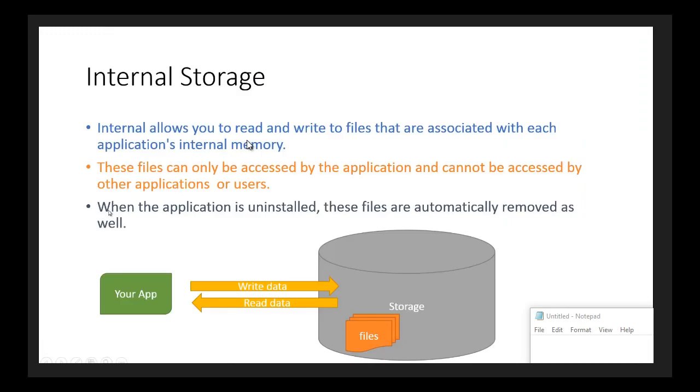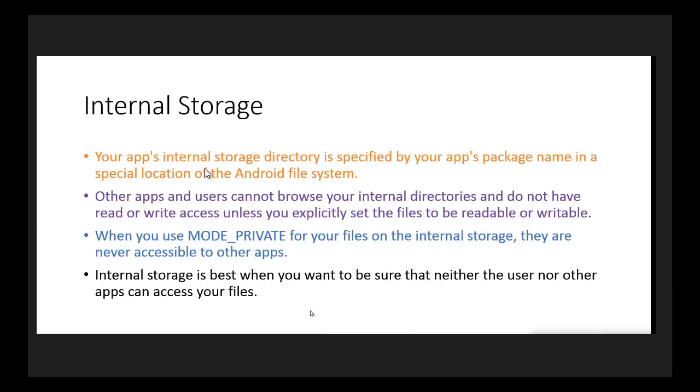Internal storage, as I've told you before, allows you to read and write files that are associated with each application's internal memory, and these files can only be accessed by the application and cannot be accessed by other applications or users, because you store your file in the internal storage of your phone, which is private to other apps. When the application is uninstalled, those files are automatically removed as well. Your app's internal storage directory is specified by your app package name in a specified location of the Android file system, and other apps and users cannot browse your internal directories and do not have read and write access unless you explicitly set the files to be readable or writable.